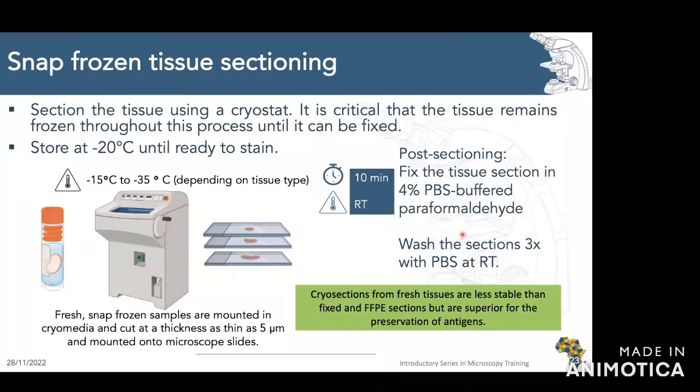So just a little note about stability. Cryosections from fresh tissues are superior in terms of preserving antigens and cellular morphology. But FFPE sections are going to be much more stable for much longer. You can store your FFPEs for many years without anything happening to them. But just know that your antigens are probably not going to be as available. And so an antigen retrieval step is usually included with FFPE sections.